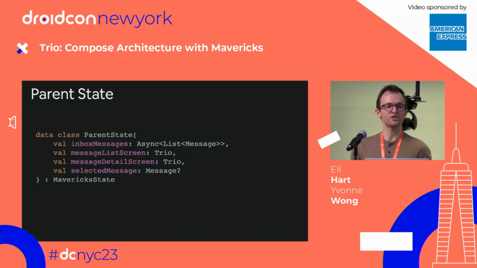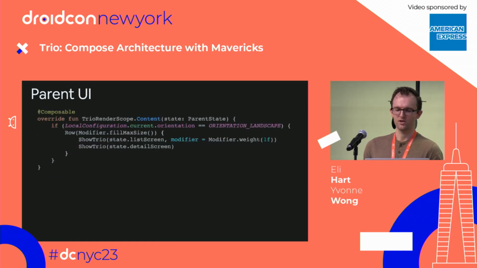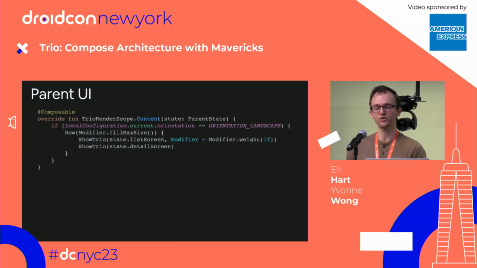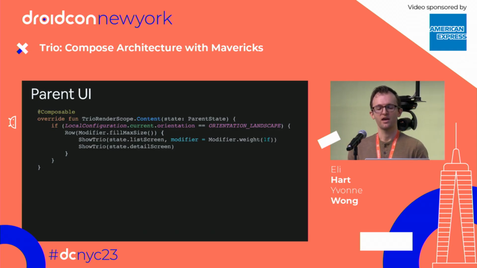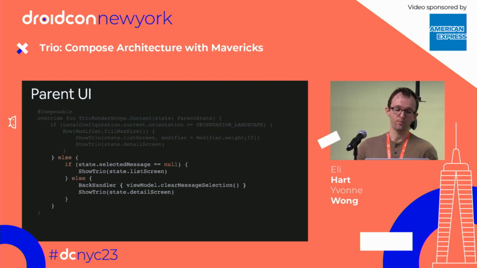The parent state includes both the message data as well as the child trios. The parent's UI decides how to display the children, which it accesses from state. With Compose UI, it is trivial to apply custom layout logic. Here, we show the screen side by side when the device is in landscape. But in portrait, we show only a single screen, depending on whether a message has been selected.